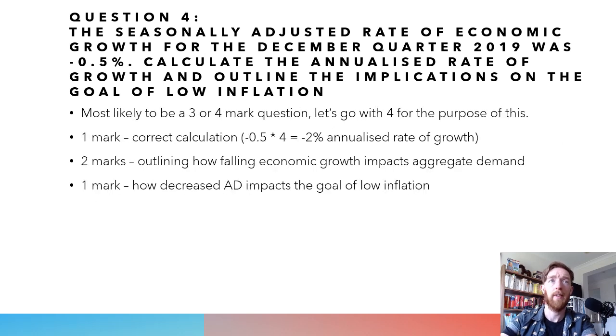So to break this down, likely a 3 or 4 mark question, but we'll go 4 marks for the purpose of this. 1 mark for your correct calculation, so negative 0.5 times 4 equals negative 2. 2 marks for outlining how falling economic growth impacts aggregate demand, and then 1 mark for how decreased aggregate demand impacts the goal of low inflation.